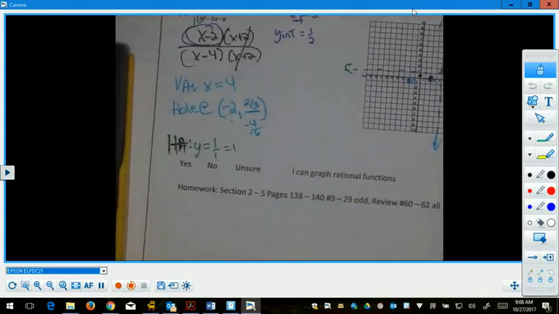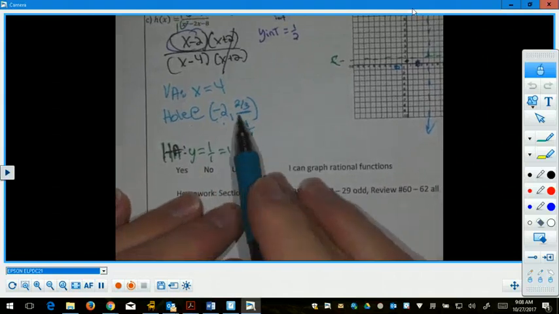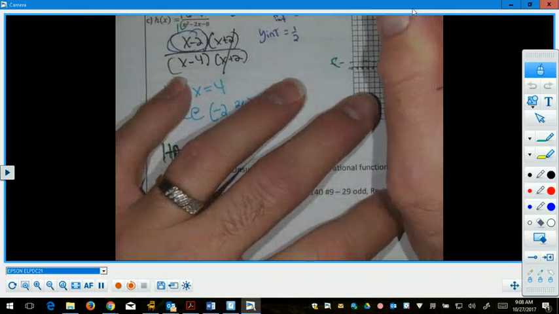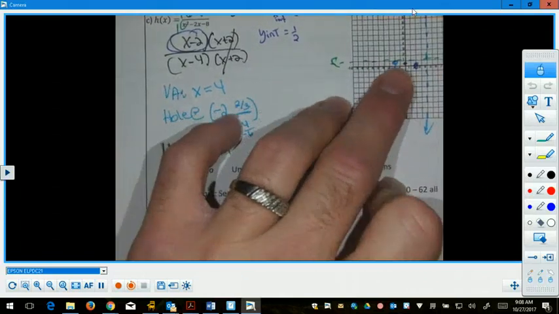Oh, I think I put my open circle at the wrong spot. You guys didn't say anything. It's at -2, +2/3, right? That's why I got confused on my graph. This is in the wrong spot. It should be up here. Up here should be my open circle.